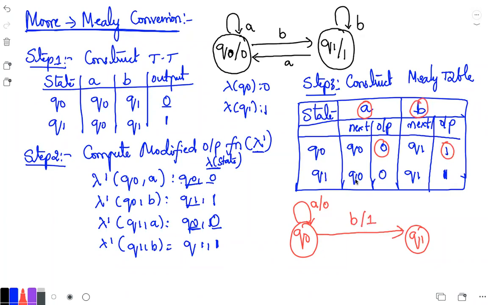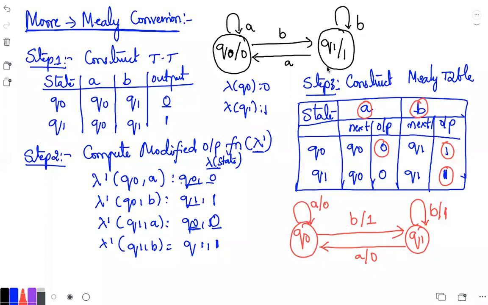Q1 on A with output 0 goes to Q0, or A by 0. Q1 on A goes to Q0 with output 0. Q1 with B by 1 goes to Q1. That's it.